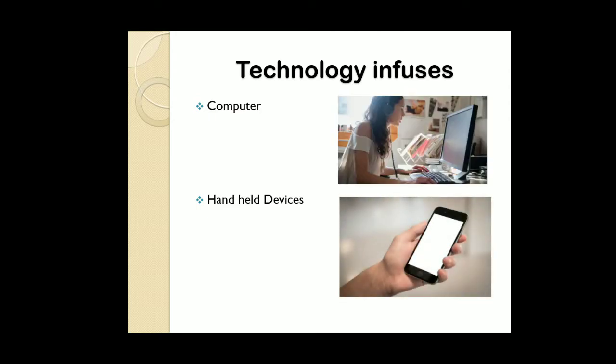So when we say computer, it is an electronic device for storing and processing data, typically in binary form, according to instructions given to it in a variable program. While handheld devices are any portable devices that can be carried and held in one's palm.